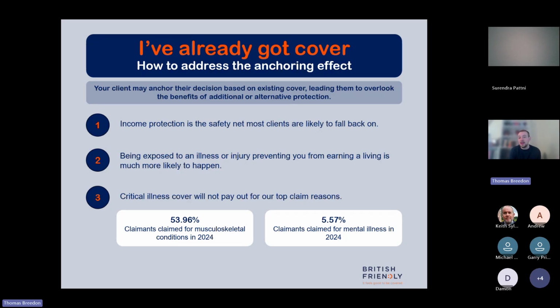Income protection is the safety net that most clients are likely to fall back on during their working life. So you might have life cover, you might have critical illness, but during your working life you are much more likely to claim on income protection than on a life policy or a critical illness policy. Being exposed to an illness or injury preventing you from earning a living is much more likely to happen than actually passing away during your working life, which is why income protection tends to be the one that's mostly claimed on.